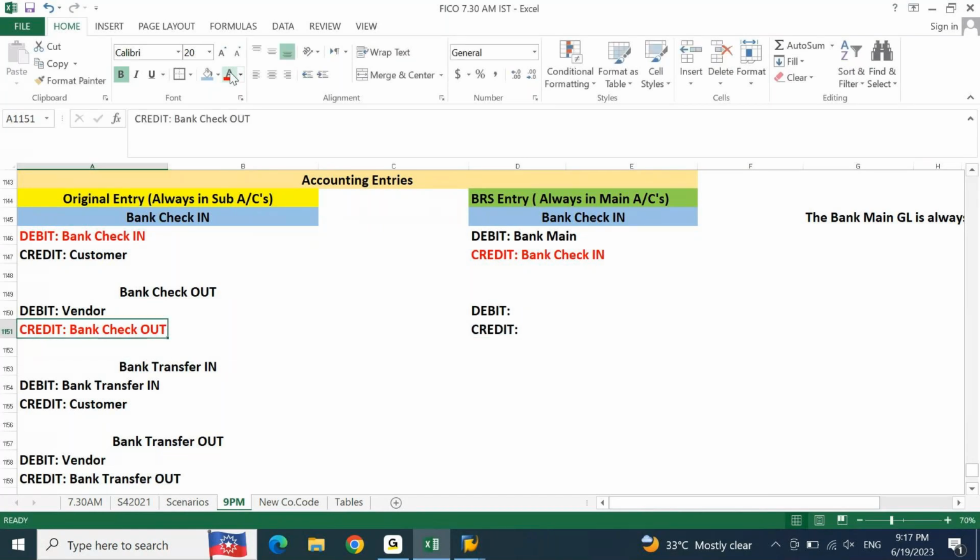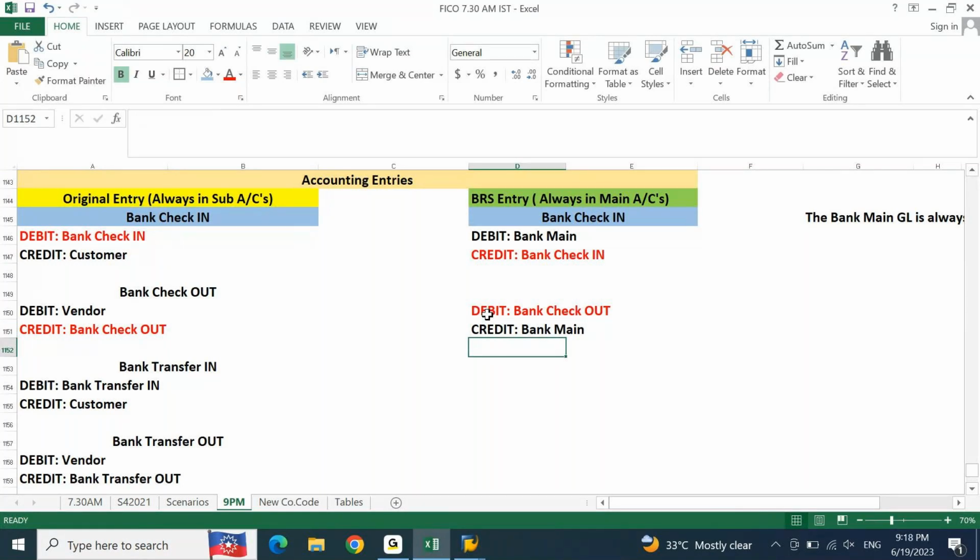Bank check outgoing. Blindly you take this. Sorry. This is on the credit side. I'll take it on the debit side. Correct? Debit side. Yes, sir. Now I'm not thinking from any accounting point of view. I'm blindly putting it. My bank account in the original entry is on the credit side. The same account as it is, blindly I'll put it on the other side, which is debit. I know that in my BRS, one side is always reserved for bank main. Done.